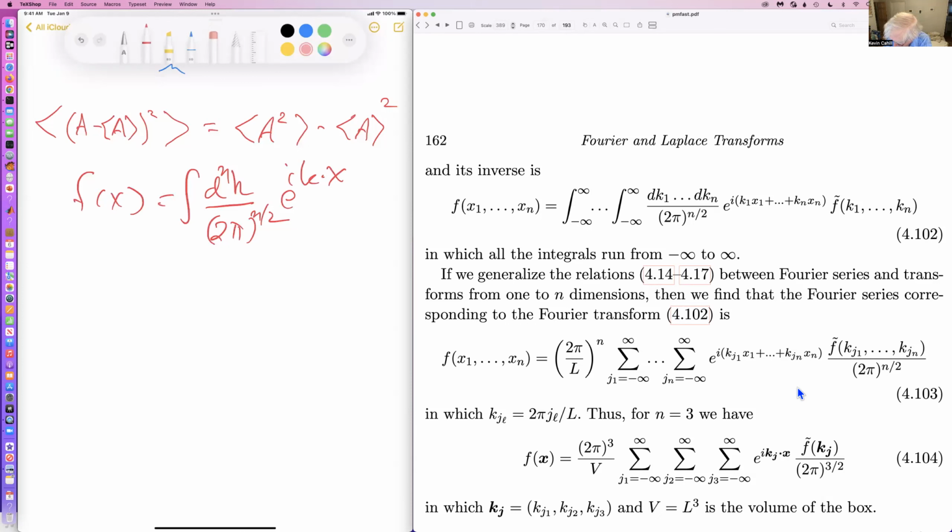I don't know why that's happening. F tilde of k, where here x, Jesus Christ. Does anybody know why this is happening to me? Why it keeps going to erase?